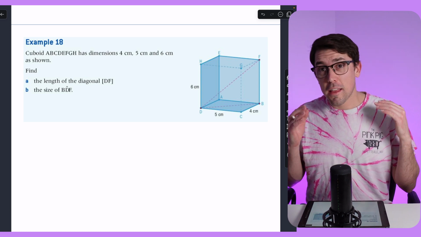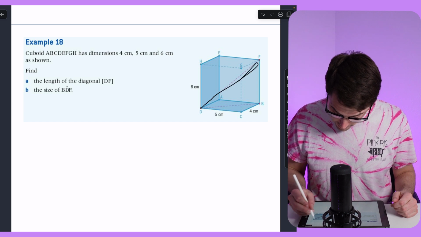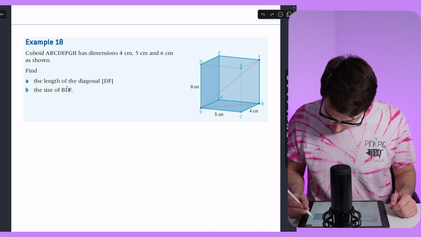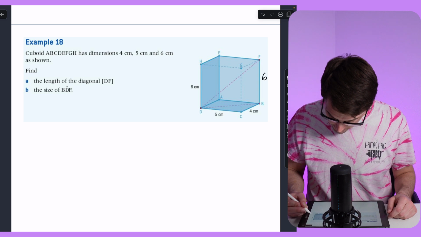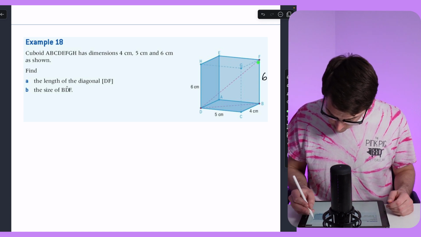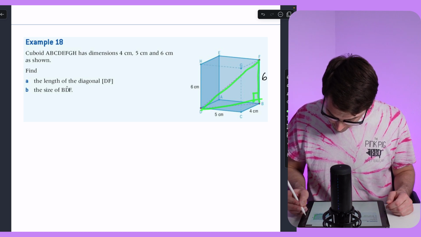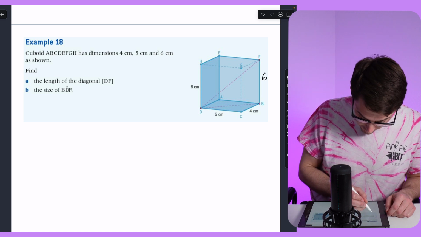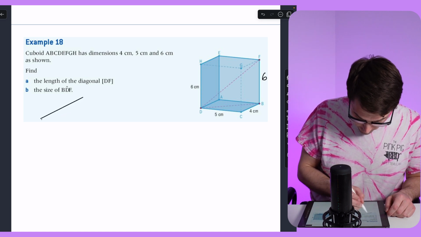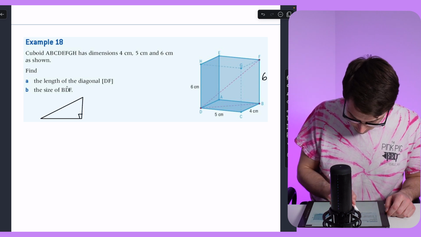So if we want to find the length of diagonal DF, let's think about this. We want this diagonal right here. And I know that right here is going to be 6 centimeters because that's the height. And so now I have this triangle right here that I'm working with, and I'm going to have a right angle. So if I actually draw this out, I would have a triangle that looks a little bit something like this. I would have a 90-degree angle. Forgive me that it's not perfectly to scale.